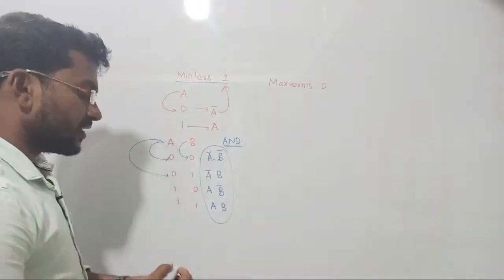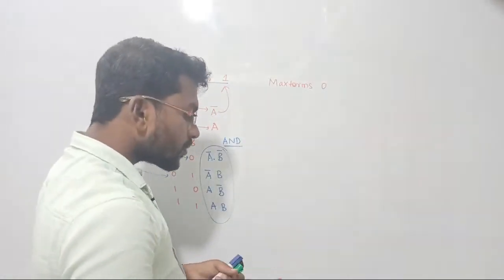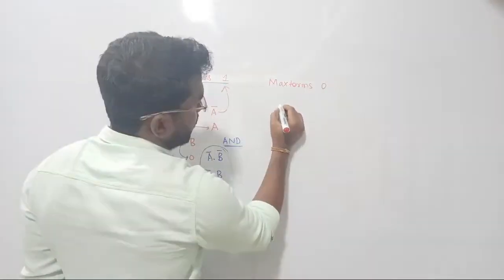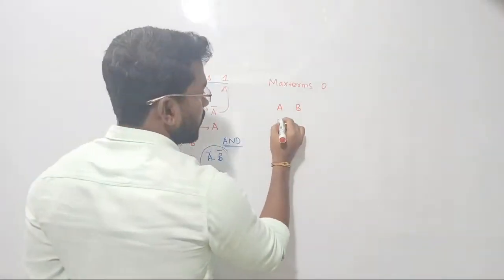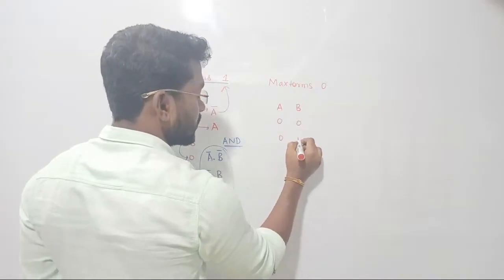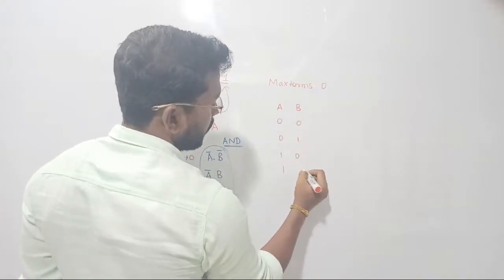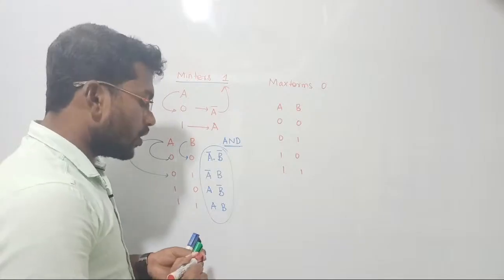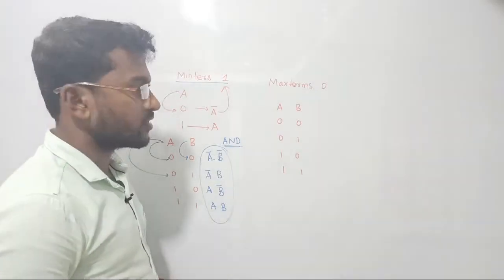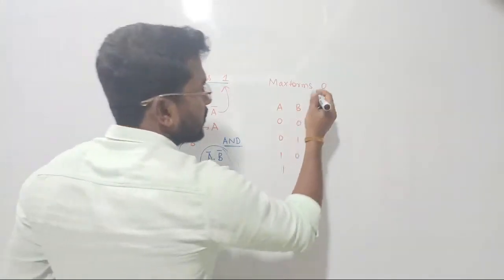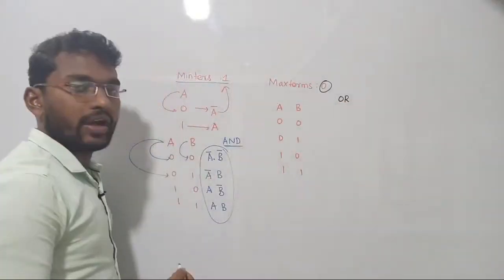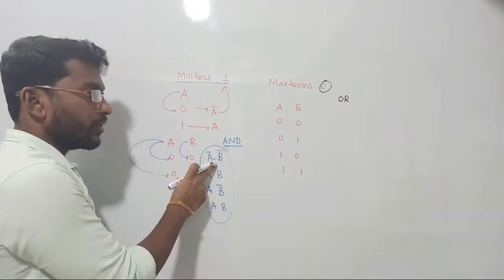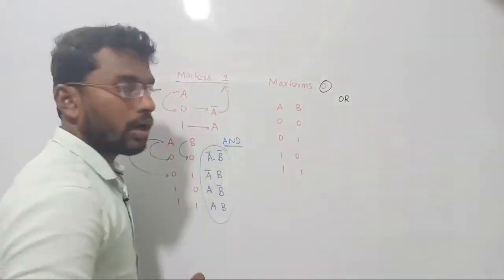Clear? Yes. Let us consider max terms. Then let us take the same variables a, b, right? Once again, there are four possibilities for a, b: 0 0, 0 1, 1 0, 1 1. Totally we have four possibilities. Now, how do I represent these things in max terms? In max terms, we should consider 0 only, and here we are going to perform OR operation. Right, we have to do. So here we are doing AND operation. In max terms we are performing OR operation, right?